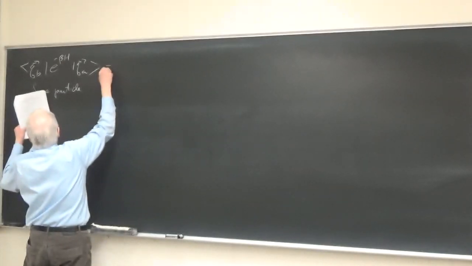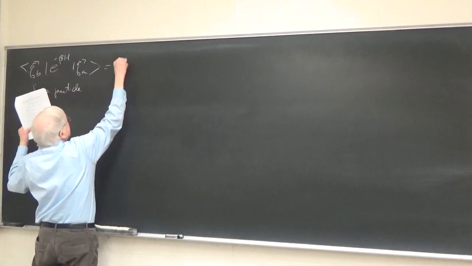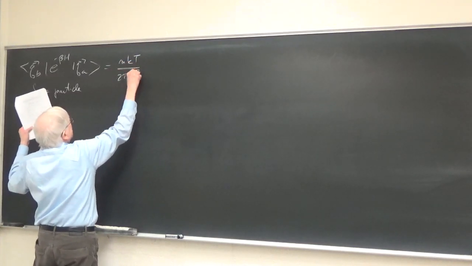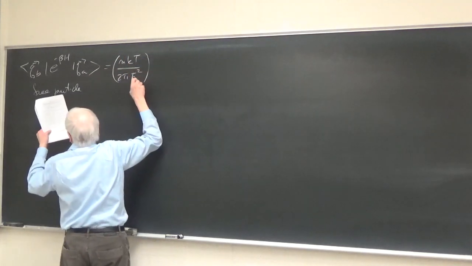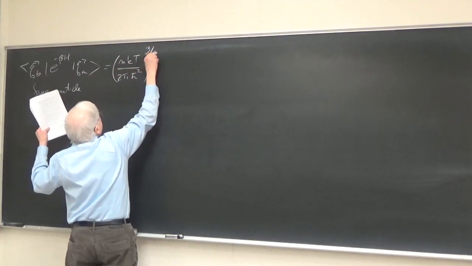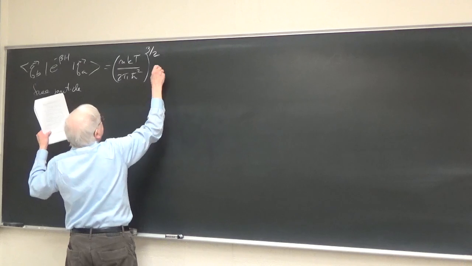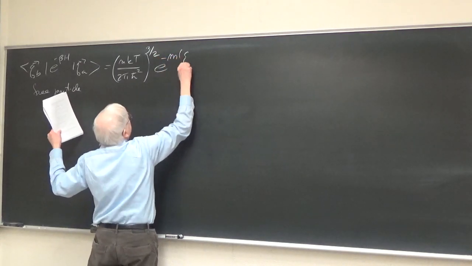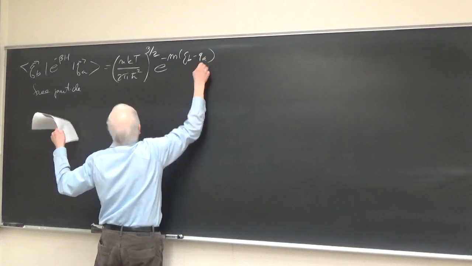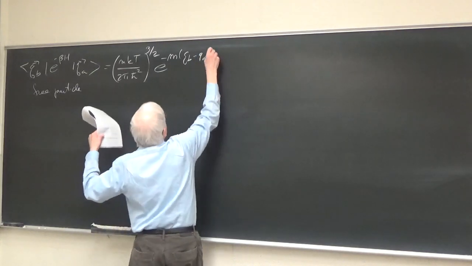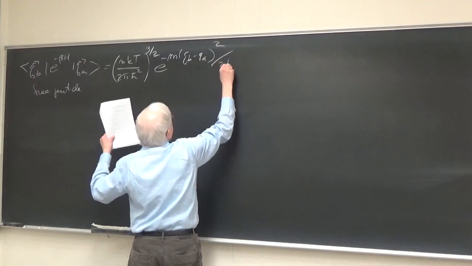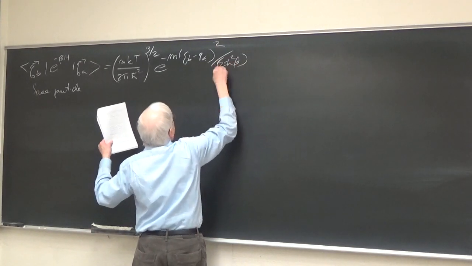This is (mkT / 2πħ²)^(3/2) e^(−m(qB − qA)²/(2ħ²β)).